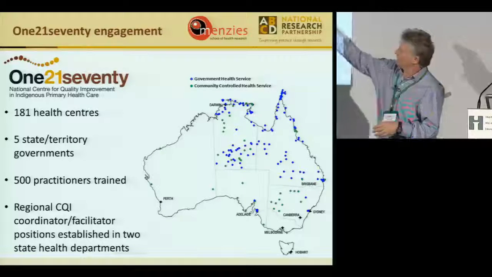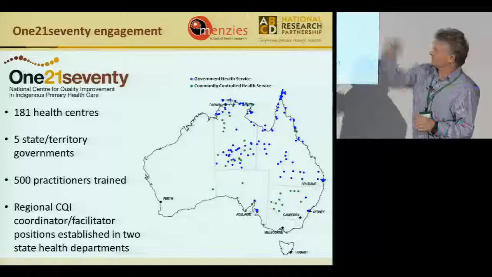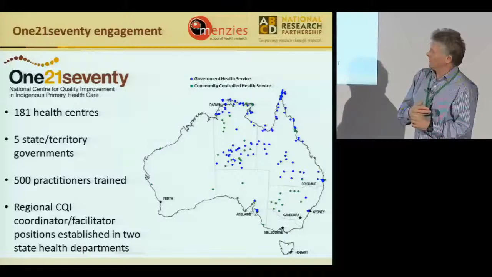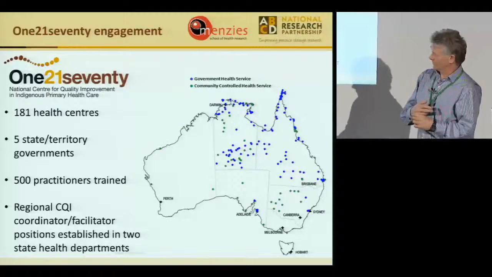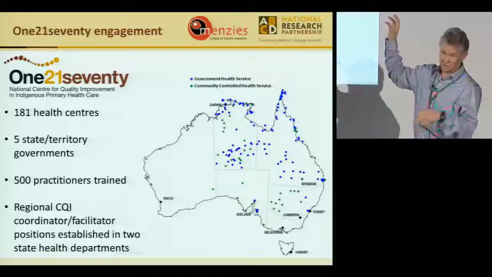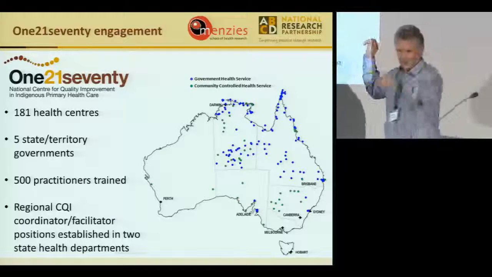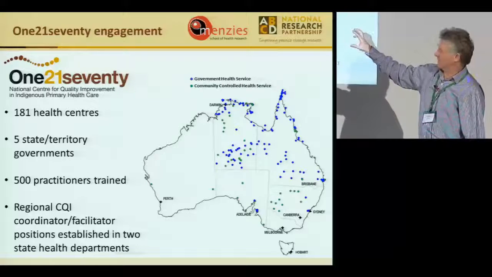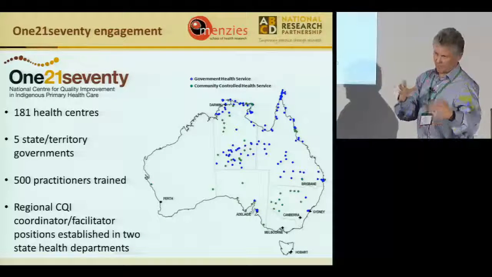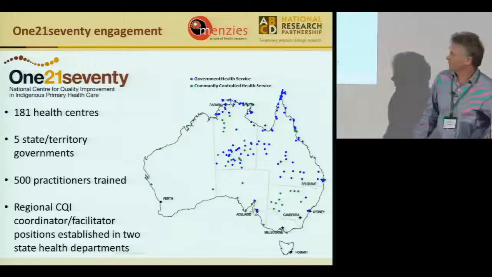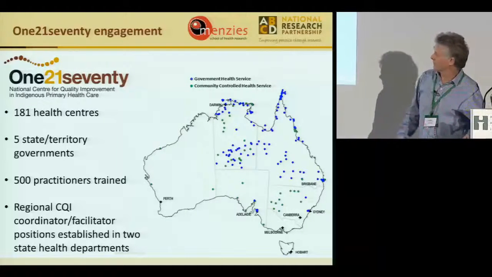And we now have, about 2 years into that project, the organisation's called 12170. We've got about 180 services covered by contracts in five states and the Northern Territory. We've trained about 500 practitioners, and the health authorities in Queensland, which works with Queensland Health and has a major role in supporting these CQR processes, have funded them. They are now an established part of the health system in both Queensland and the Northern Territory. They've got CQR coordinator and facilitator positions spread across Queensland and the Northern Territory.